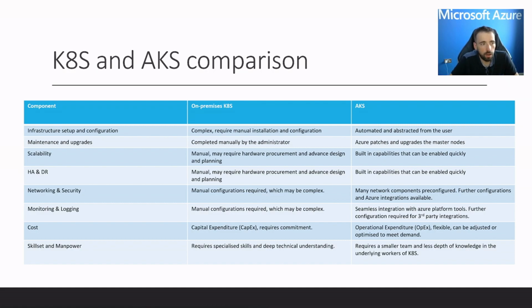So then finally, we've got a side-by-side comparison of Kubernetes and Azure Kubernetes Service. So first we have infrastructure setup and configuration. With Kubernetes, as I mentioned, the configuration can be complex. It can require manual installation and configuration. With AKS, the deployment of a Kubernetes cluster is automated and abstracted for a user.